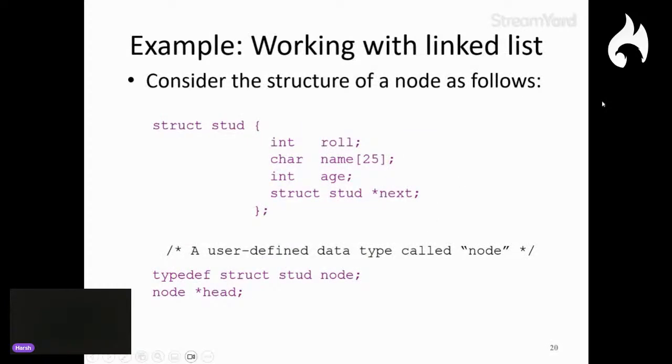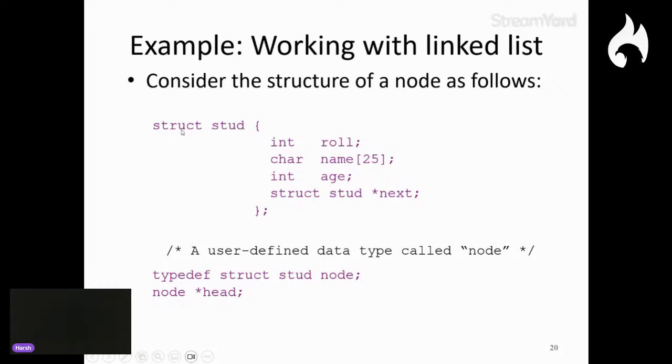For a better understanding, we are taking an example of a linked list. Just say we are trying to store students in a class in a linear linked list. We have the structure of the node: the roll number, the name of the student, the age of the student, and a pointer which will be pointing towards the next node. This is a user-defined data type.